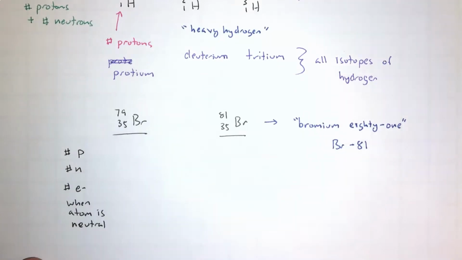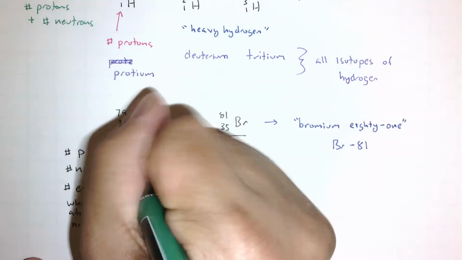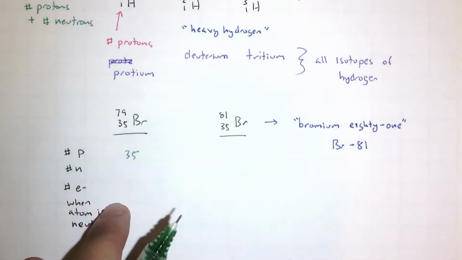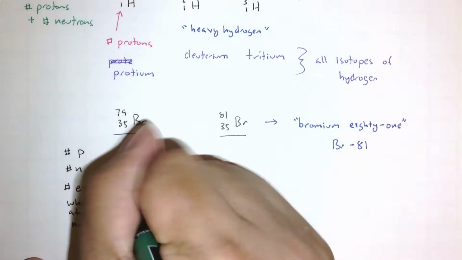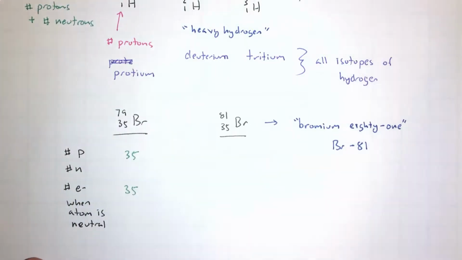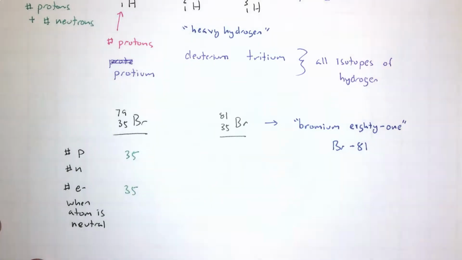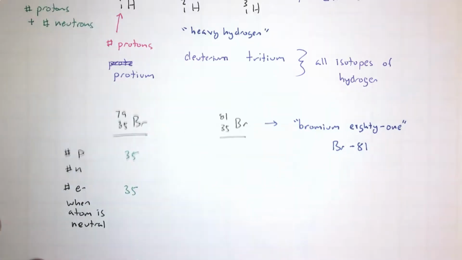So the answer for the protons for bromine is 35, and then when the atom is neutral, we have to have the same number of electrons. So it's your task now to fill in 1, 2, 3, 4 slots. If we have time, we'll go over the answer, but I think you can handle that on your own.